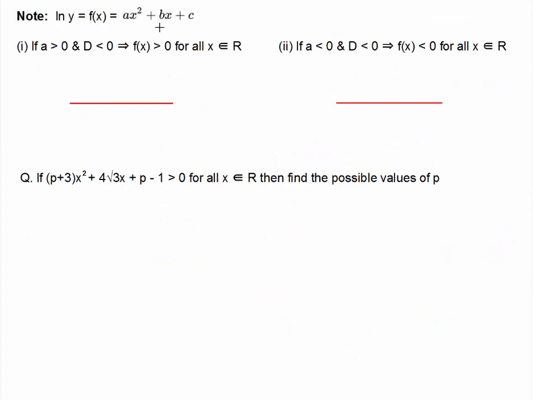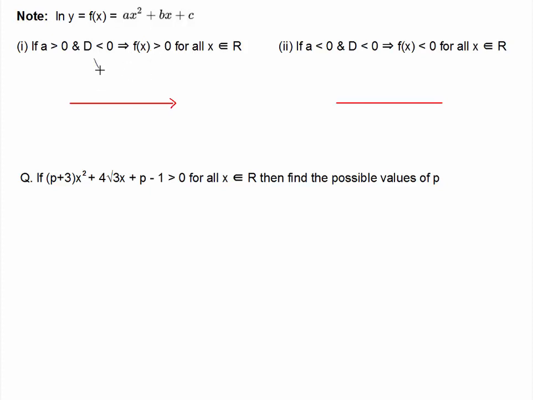Now next, let's look at the quadratic expression again. y equals f(x) equals ax square plus bx plus c. Now the first case is if a is greater than 0 and D is less than 0. If a is greater than 0, it is an upward parabola. Simultaneously, if the discriminant is negative, it means it will not have any real roots, so it will not intersect the x-axis. Therefore, it should be an upward parabola and it should not intersect the x-axis.